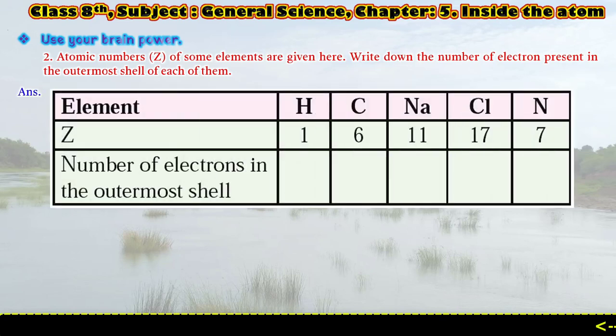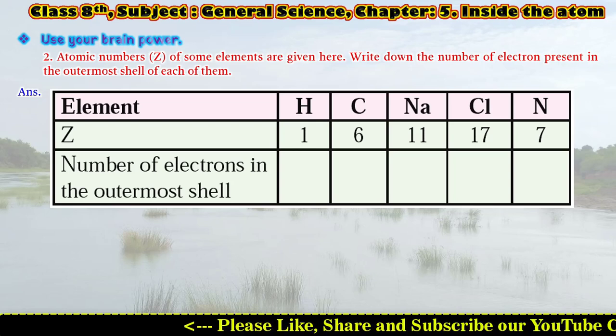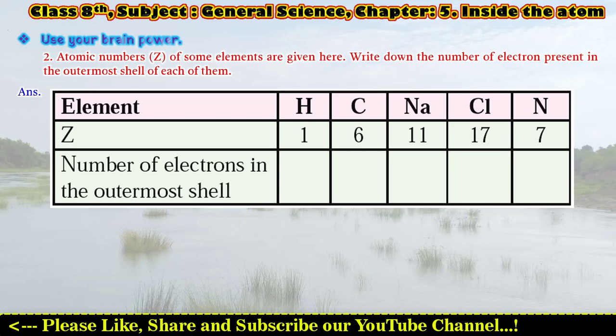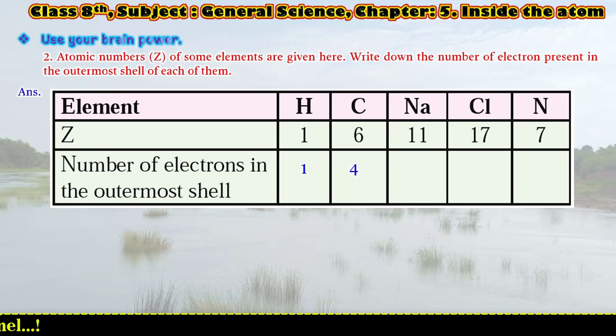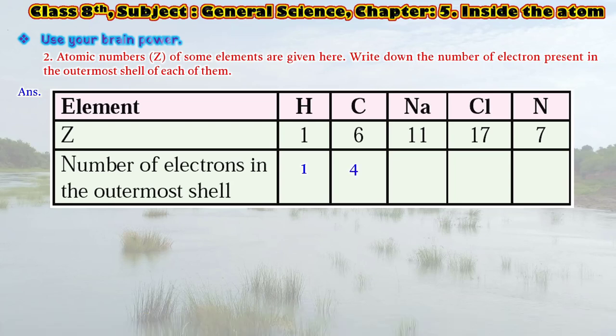Answer is, atomic number Z of hydrogen is 1, carbon is 6, sodium is 11, chlorine is 17, and nitrogen is 7. Number of electrons in the outermost shell in hydrogen is 1. In carbon is 4. In sodium is 1. In chlorine is 7. And last, in nitrogen is 5.